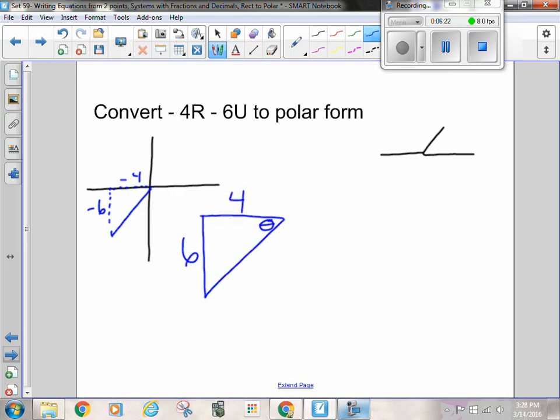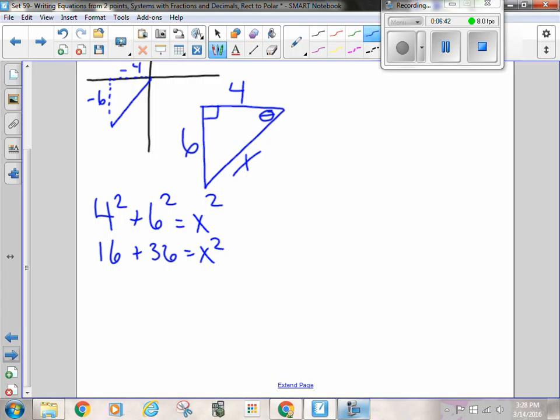We're going to come up with what theta is. We're going to come up with what x is. This is a right triangle. So let's go ahead and find x. 4 squared plus 6 squared equals x squared. 16 plus 36, 52 equals x squared. Take the square root on both sides.